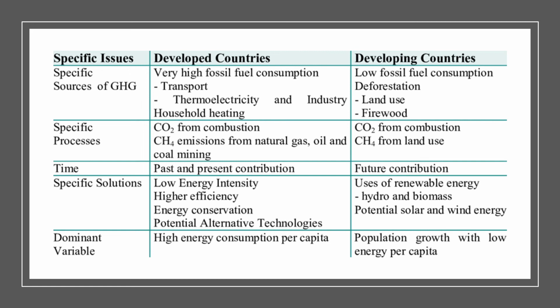The time of developed countries is past and present contribution, but in developing countries it is future contribution. Then the specific solutions of developed countries are low energy intensity, higher efficiency, energy conservation, and potential alternative technologies. But in developing countries, they are the use of renewable energy, hydro and biomass, and potential solar and wind energy. The dominant variable of developed countries is high energy consumption per capita, but in developing countries it is population growth with low energy per capita.